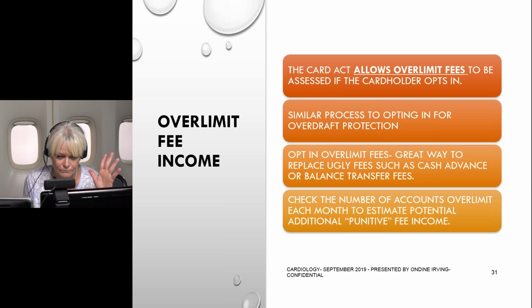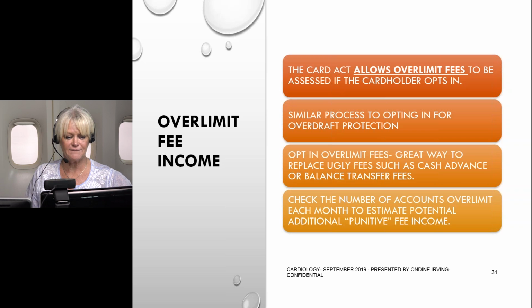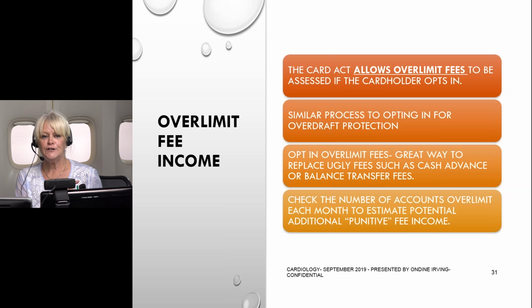It's a great way to replace the ugly fees, and you can test what the potential income will be by finding out the number of accounts that were over limit in a particular month, multiplying it by 25, multiplying it by 12. And there you'll get your estimated annual fee income.